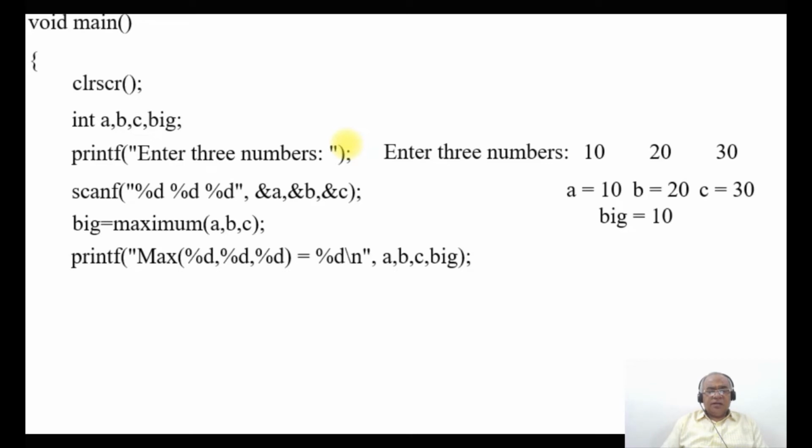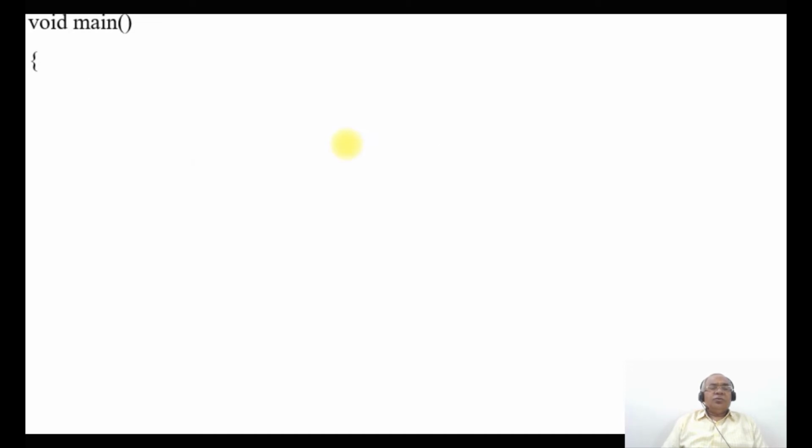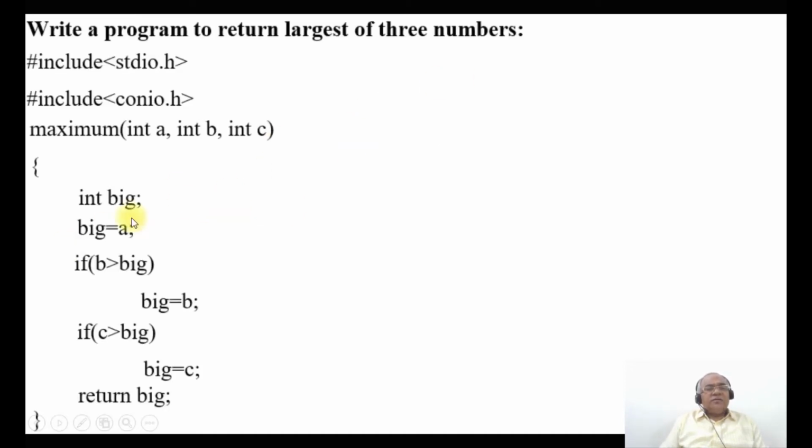So we need to read the printf. The maximum of A, B, C will be equal to the big value, which is 30 in this case. How will I be able to get this now? We go to this. So once the value is assigned, A is equal to big.